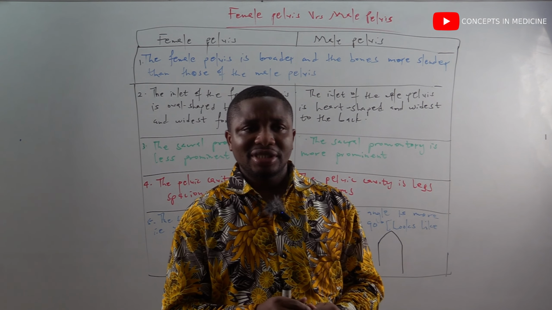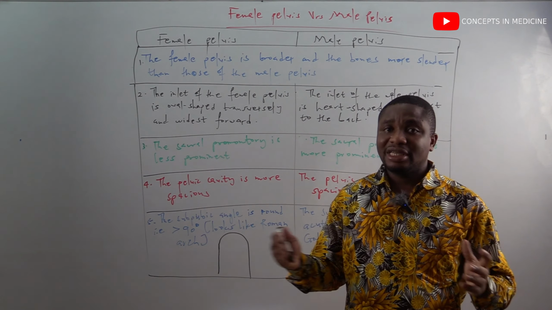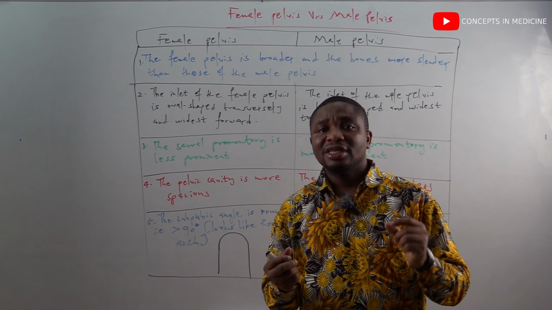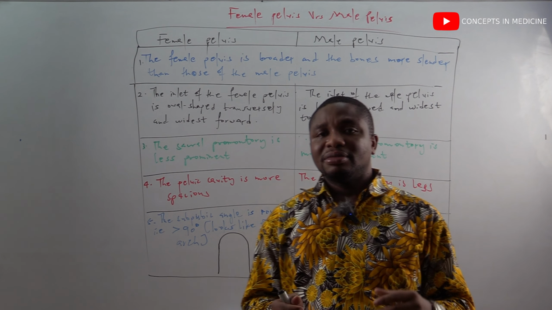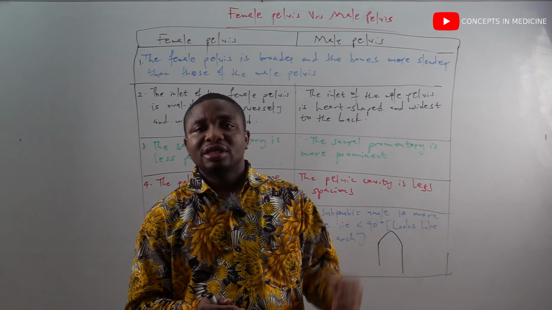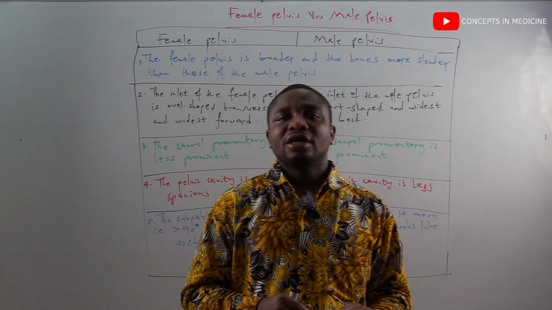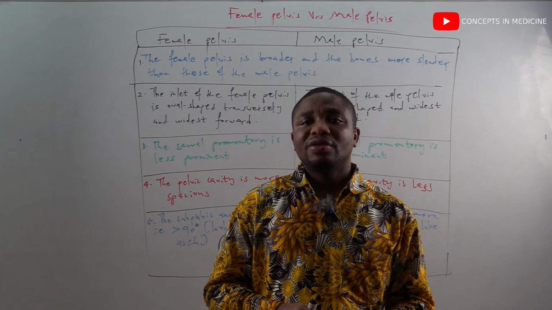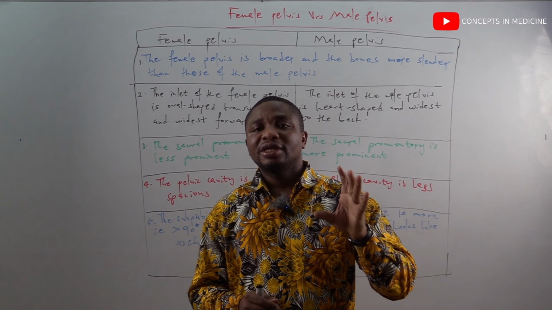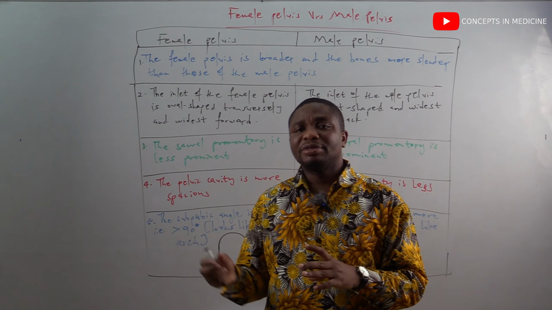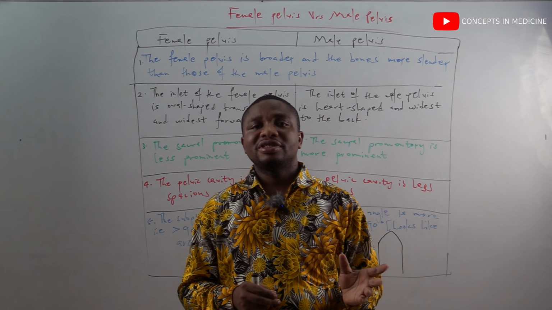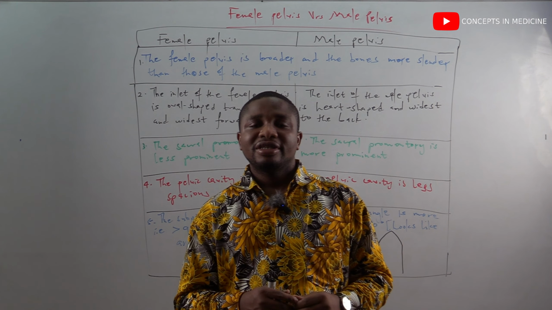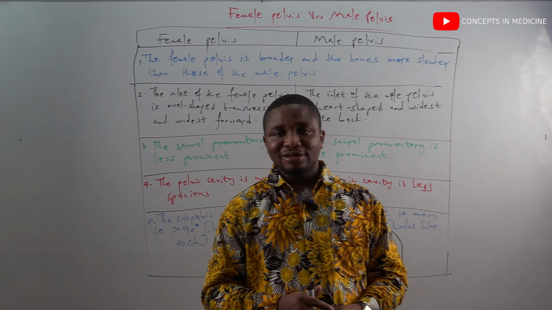The next one is a cavity. If you take the female pelvis, the pelvic cavity of the female pelvis is more spacious, but that of the male pelvis is less spacious. And the next one you should know is the sacral promontory. If we take the sacral promontory in the female pelvis, it's less prominent, but in the male pelvis it's more prominent. Then finally, the subpubic angle.